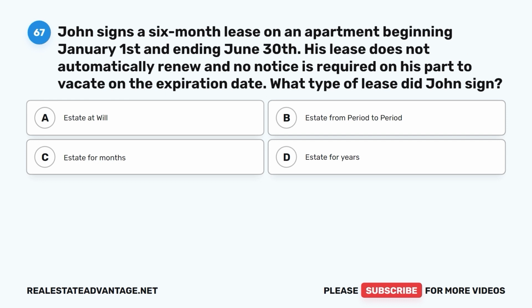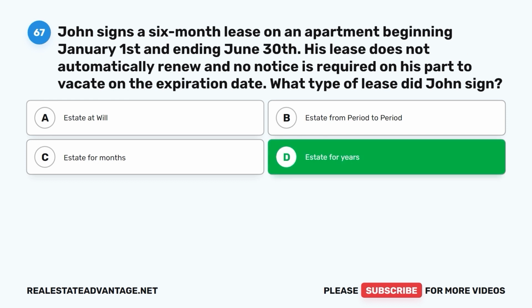A. Estate at will, B. Estate from period to period, C. Estate for months, D. Estate for years. The correct answer is D. Estate for years.